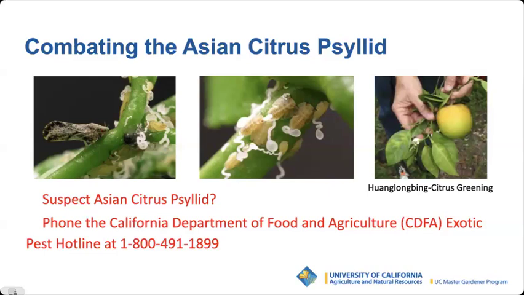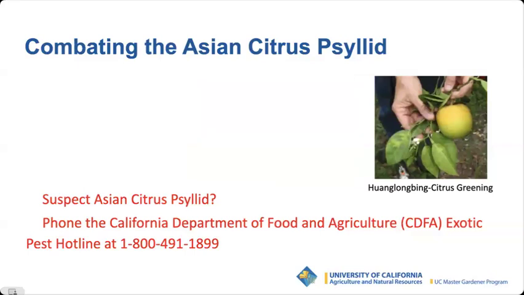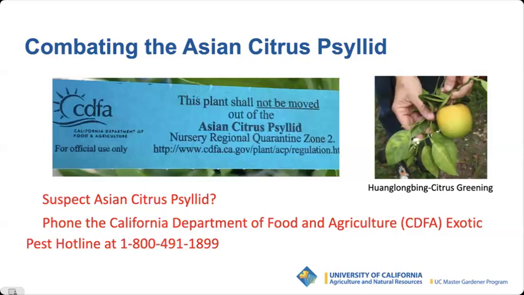The only way to protect our trees and to protect citrus growing in our backyards is to prevent the spread of the Huanglongbing pathogen. And how do we do this? You want to purchase your trees, as I mentioned in the beginning, from local reputable nurseries and other plant purveyors to avoid bringing Asian citrus psyllid or Huanglongbing into your yard. Look for the quarantine tag.